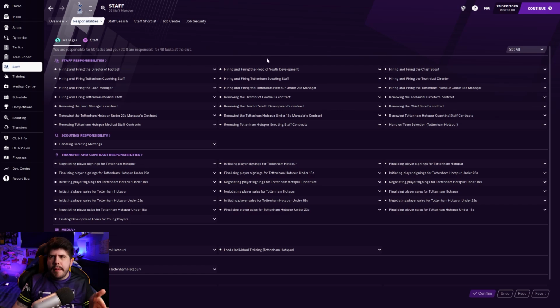But the important thing to remember about FM is that you can basically control as little or as much about the club as you like. If you really wanted to, you could delegate every single thing to your assistant or various other members of staff at the club and solely control things like tactics.